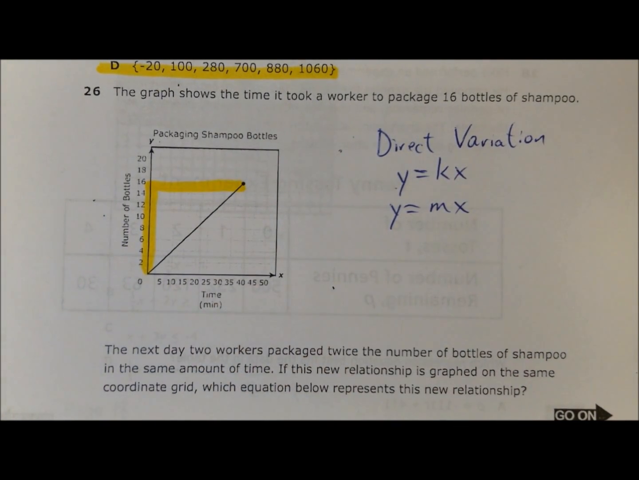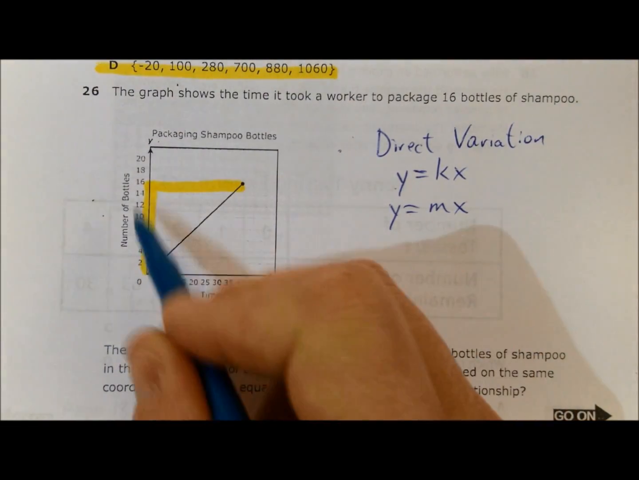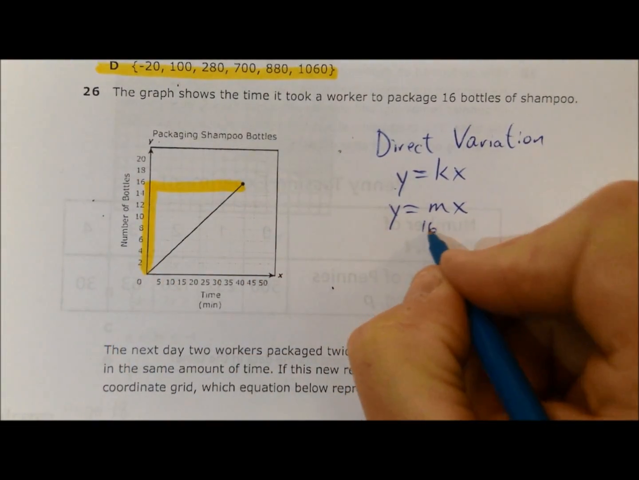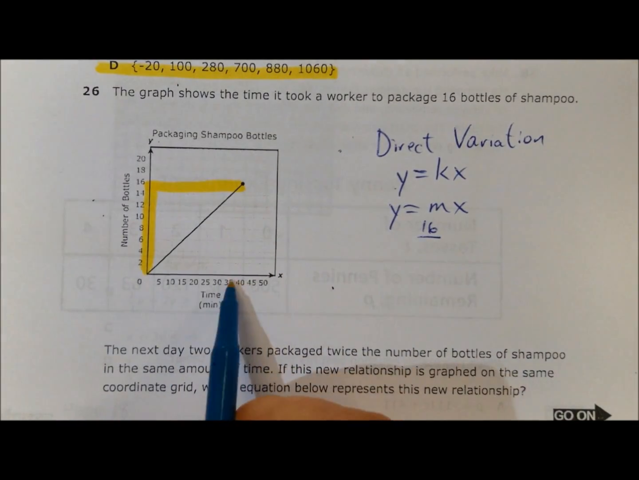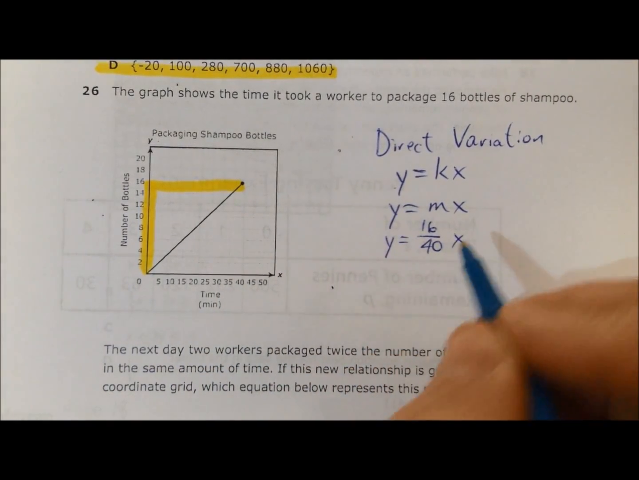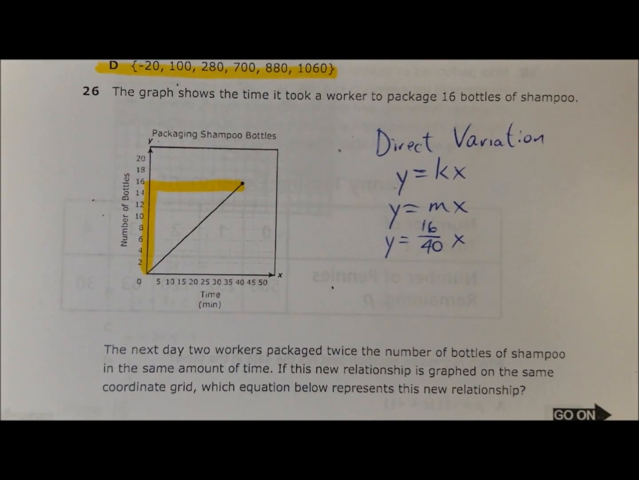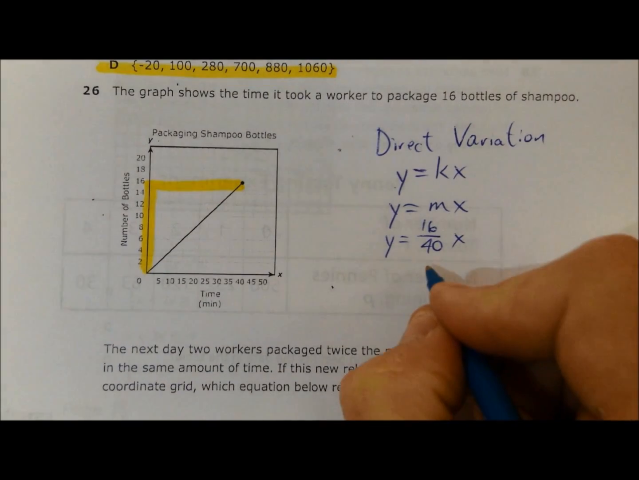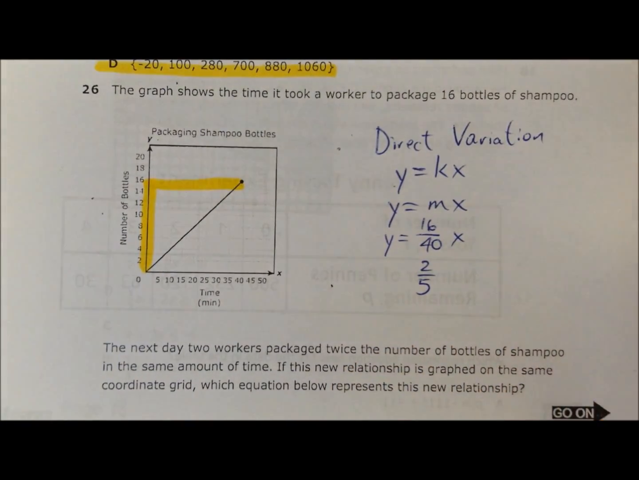So basically, I'm going to come over here and I'm going to find the slope. So I'm going to do a rise over run. I'll go up 16. And then I go to the right, what's that, 40? And then I'm going to reduce my fraction. 16 over 40 reduces to 2/5. And then I'm going to look over here and say, what do I have over here?